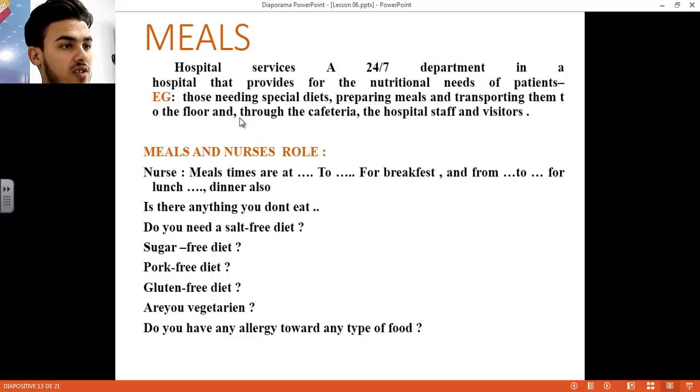Meal times are from, and we specify the time, for breakfast, lunch, or dinner. Is there anything you don't eat? Do you need a salt-free diet, a sugar-free diet?